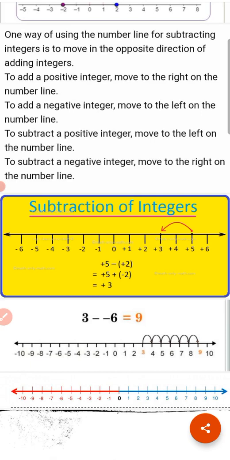When we are subtracting a negative integer, we should move to the right side.